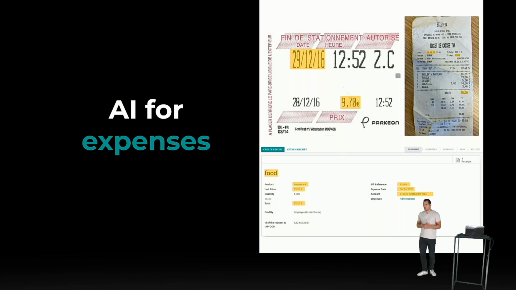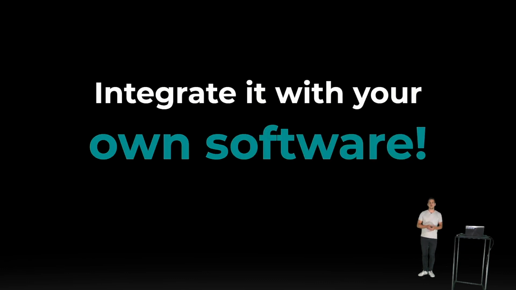Now, we want everybody to use the power of our artificial intelligence, so that's why, as from now on, you can integrate it with your own software. That means that not only Odoo users can use the power of our artificial intelligence, but everyone else can now use it immediately with their own software.